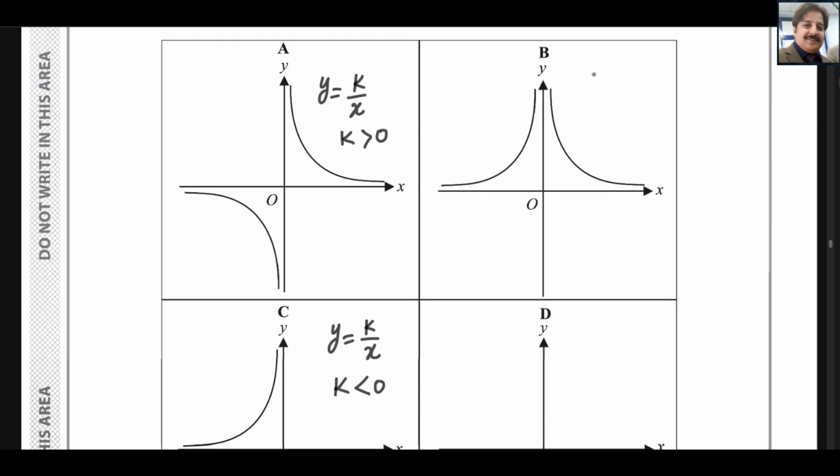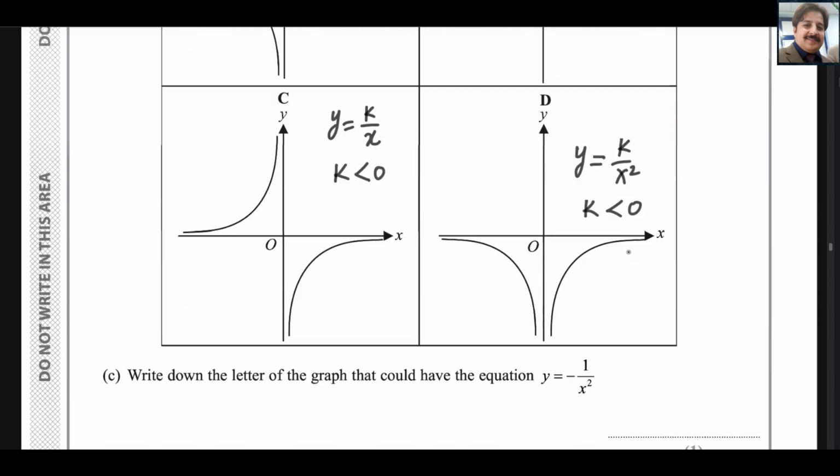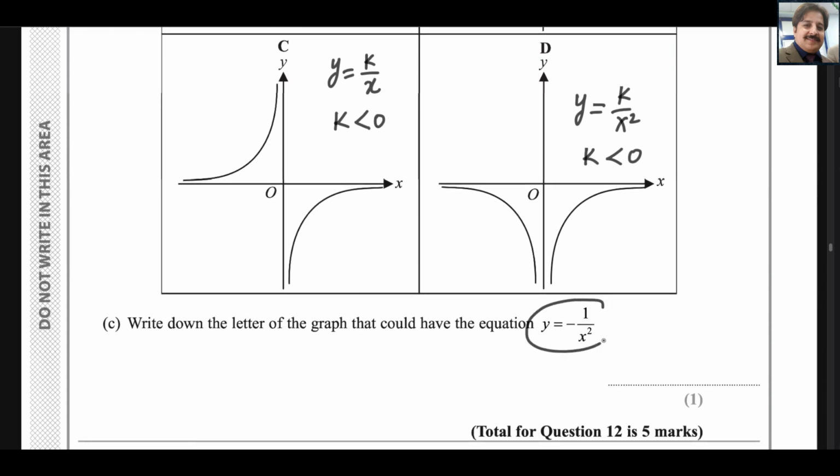When the graph is like that, y equals k over x squared, the graph looks like that, but the k value is greater than 0, so it will be positive. And here it will reflect over the x-axis, so it will be y equals k over x squared, but in this case the value of k is less than 0. It means it is negative. So find out which condition is satisfying this one.